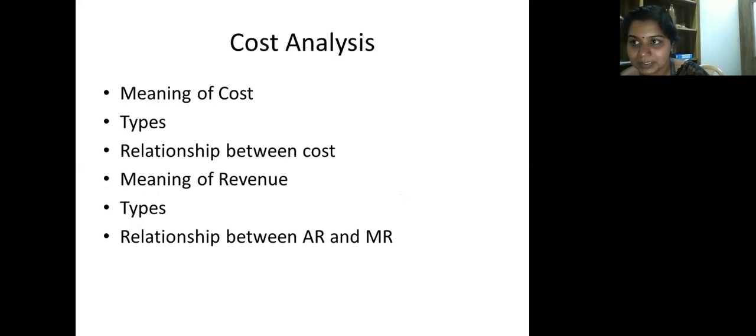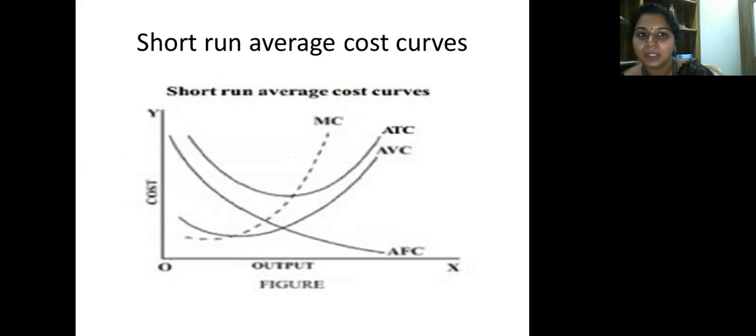What we are going to see, cost analysis and perfect competition, is a little complicated. So the meaning of cost, types of cost, relationship between costs, meaning of revenue, types, relationship between AR and MR. All these things we are going to see. If I brief the introduction part on those things, it takes time. We cannot finish, we cannot move to the market structure concept. So I will just tell you where you have to focus.